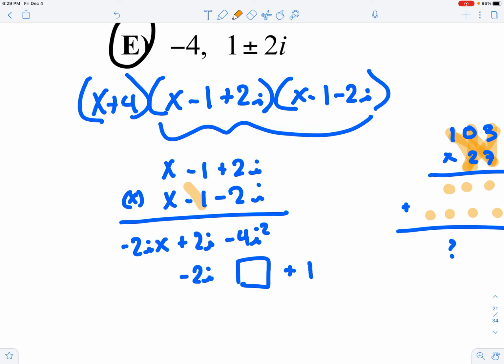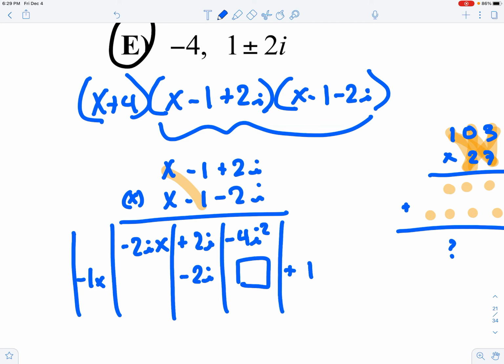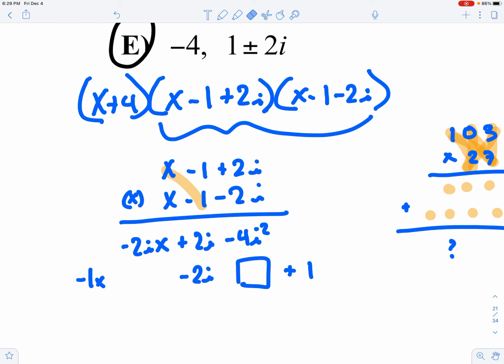And now I'm going to do -1 times x. And I don't really have a spot for that either. So if I don't have a spot for it, let's put it over here, -1x, right? Notice how I'm trying to leave kind of columns, if that makes any sense. I'm trying to put things in columns that are the same. So I've done the first 2 pieces.